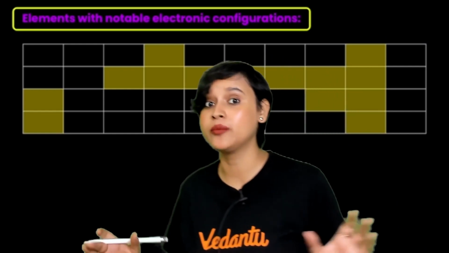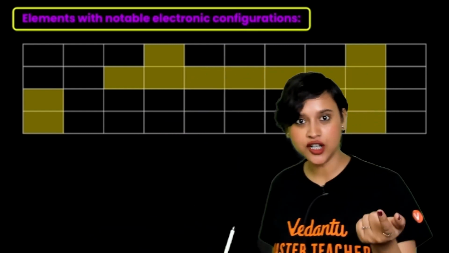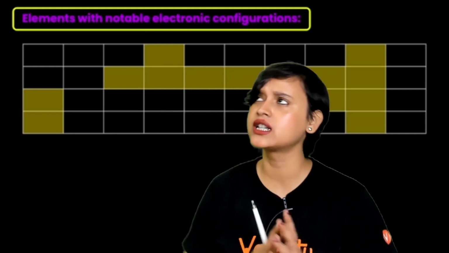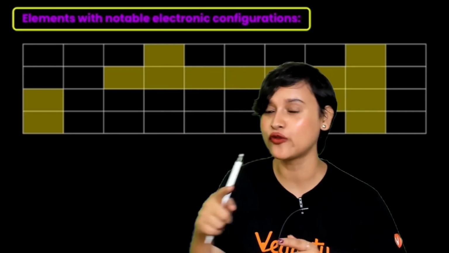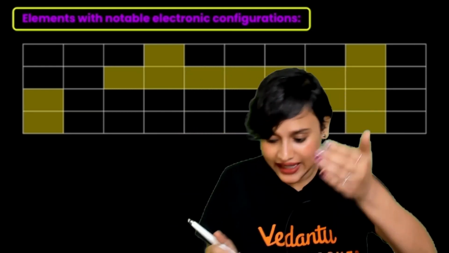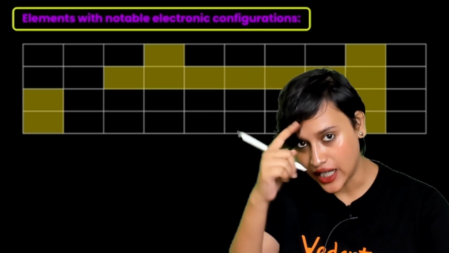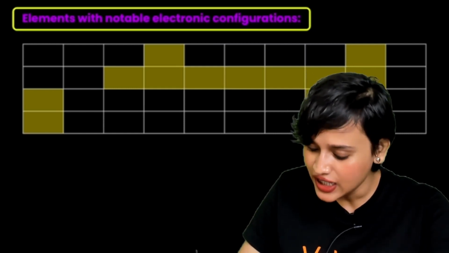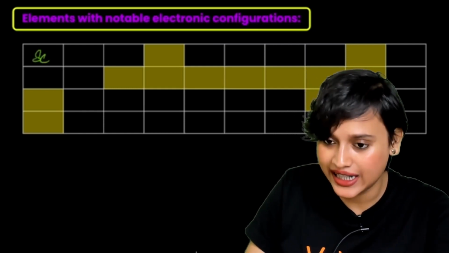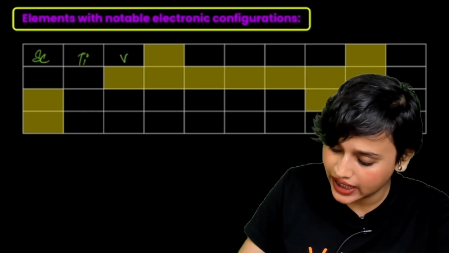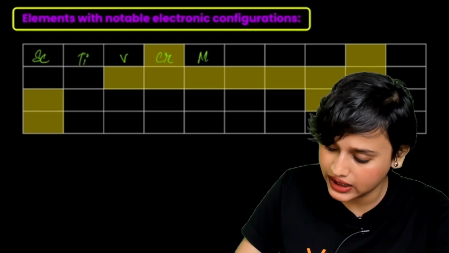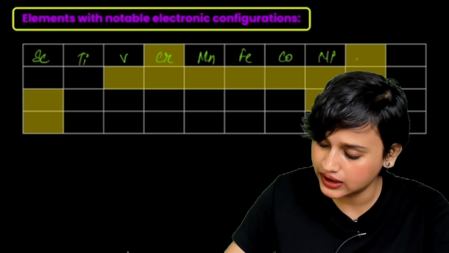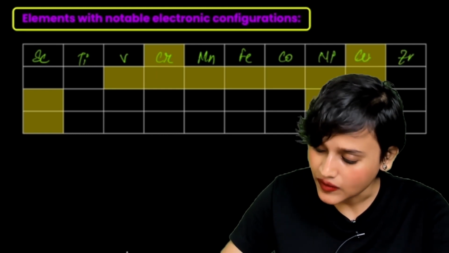Now I'm going to talk about the whole d-block. I've already told you that copper and chromium in the first series, that is the 3d series, are exceptional because they have 4s1 3d5 or 4s1 3d10, right? So let's take a look at all of them. Now I'll tell you all about the exceptional electronic configurations. We are going to write scandium, titanium, vanadium, chromium, manganese, iron, cobalt, nickel, copper, and zinc here.